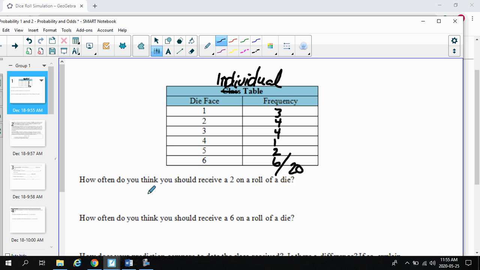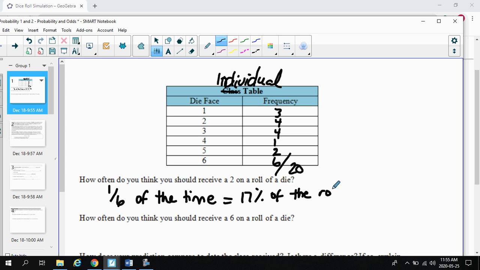So it says, how often do you think you should receive a roll of 2 on a die? So we got on our individual table 4 out of 20 times, or about 20% of the time. But we anticipate that it should happen about 1/6 of the time, which is about 17% of the rolls.